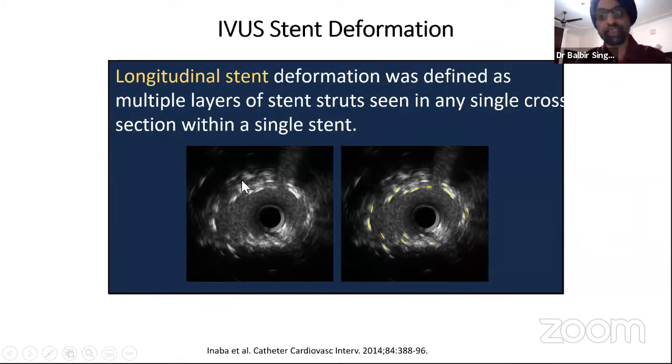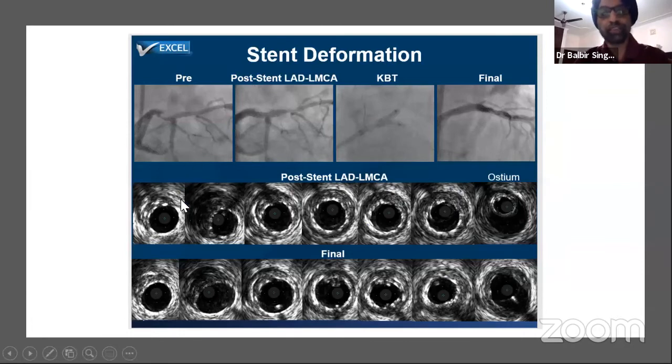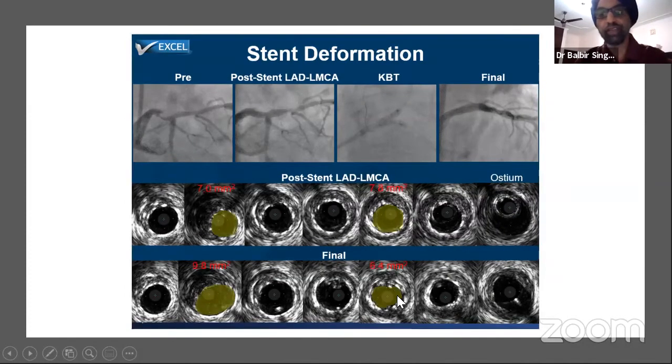And this is from the EXCEL data. Let's look at this example. This is post-stent to LAD and LMCA. And this is the final picture. So this is the kissing balloon, and then this is after the kissing balloon. But what happens here? Look at this picture. You have multiple layers of stent coming in. After the kissing, you have deformed the stent. Not only have you deformed the stent, but also the MSA has come down from 7.8 to 6.8, 6.4, which is a bad sign.